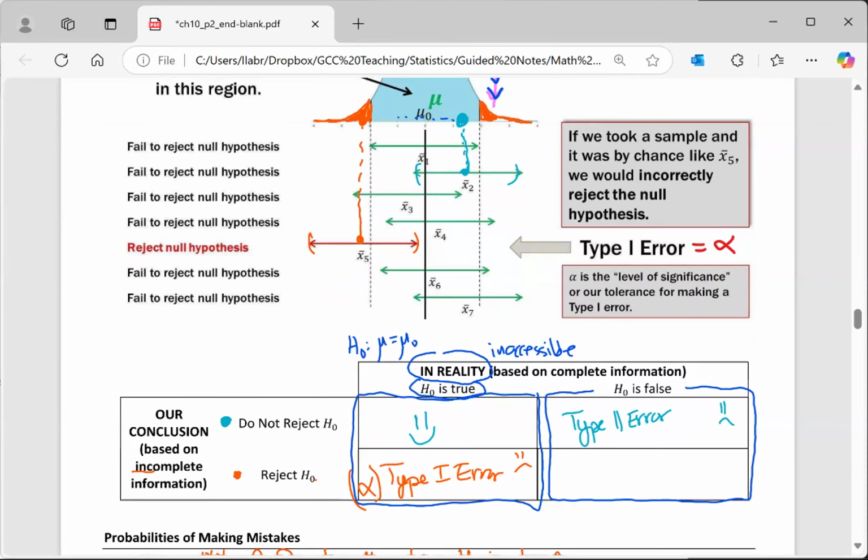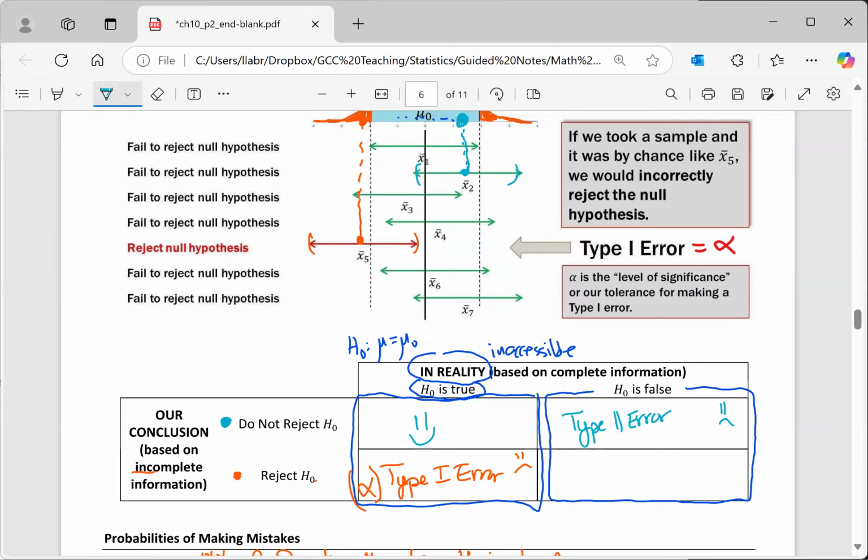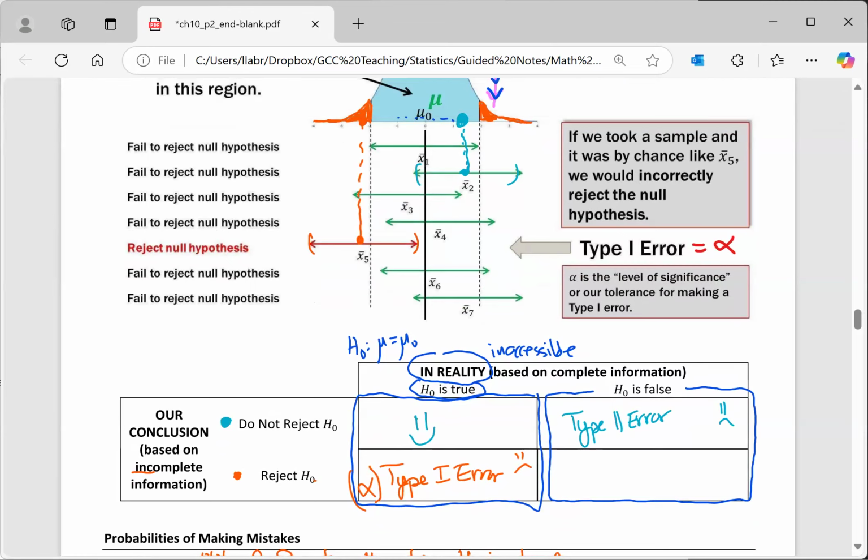This is a little bit harder to understand, but just for now, say type 2 error happens when you do not reject the null, when the null should have been rejected. Okay, so that's more or less the idea of why I have this little graphic here. You're going to work with this graphic for the next couple problems.